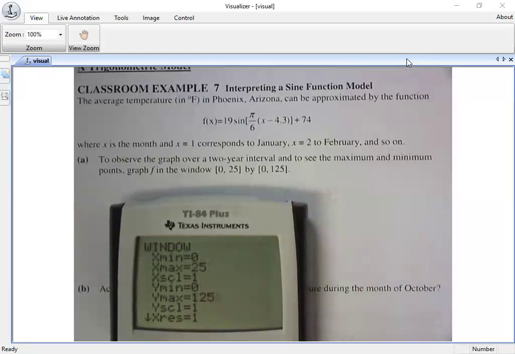Now, let me just kind of explain to you what this window is doing. The X is the month. So this is going to be 25 months that will be shown. So it's a little over a 2-year period. Okay. This represents the output, which is going to be the temperature. So it can go down to 0 degrees and up to 125. I don't want to move to Phoenix. I don't know about you. Okay. So let's look at the graph and see what it does.